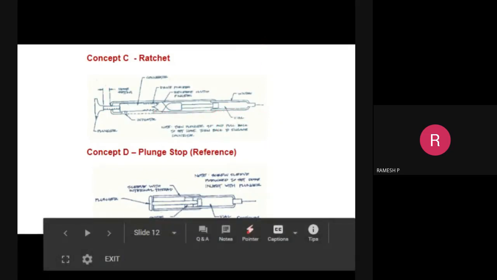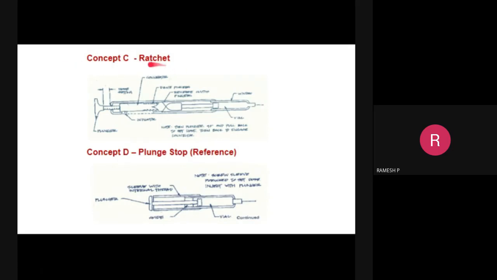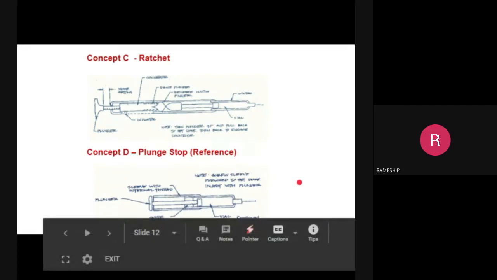Coming to concept D, the name of C is ratchet because ratchet is a unique thing in that concept. What about concept D, plunge stop? Here it is the reference. Why is it the reference? From all of these concepts, this concept is identified as one of the most promising, with higher positive characteristics compared with other concepts. So the product development team is considering this as their reference concept. Again, I will precisely say the uniqueness and differences among one concept over another.